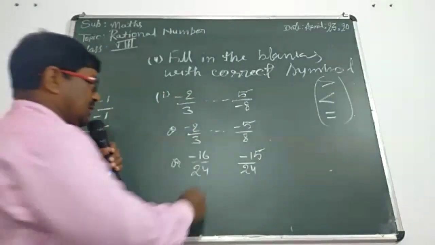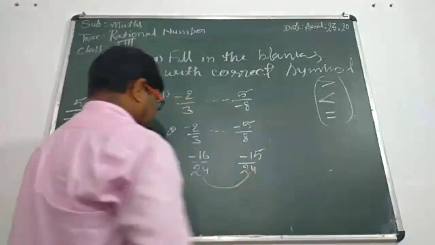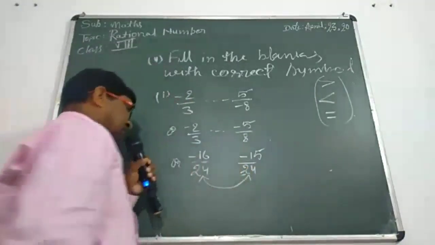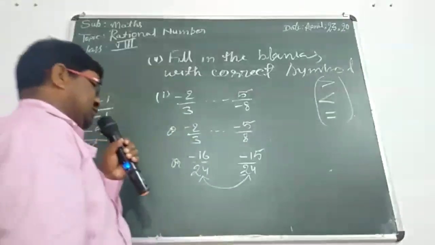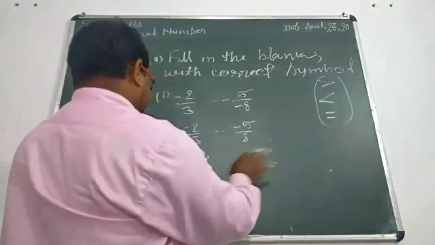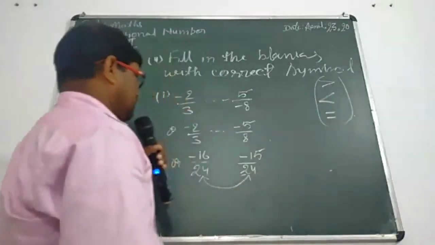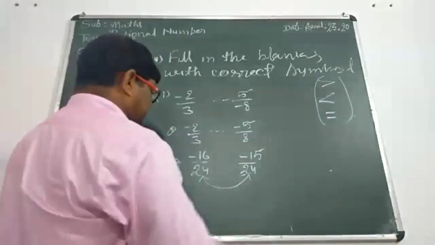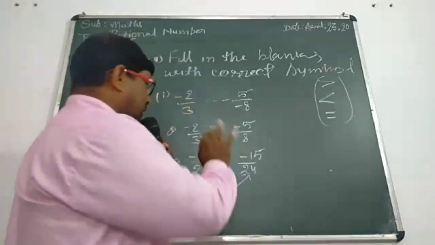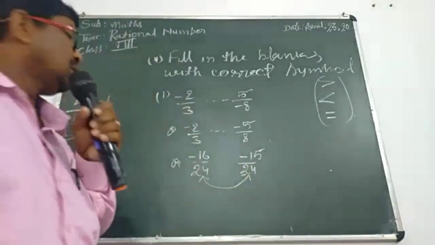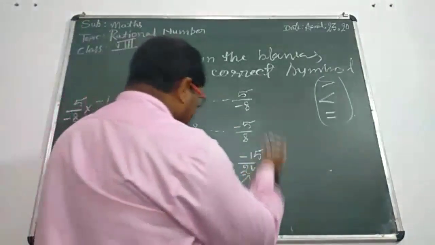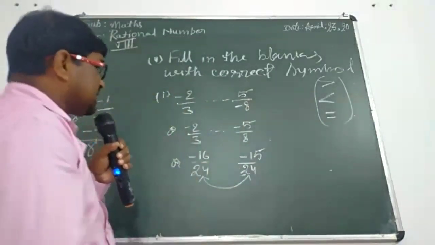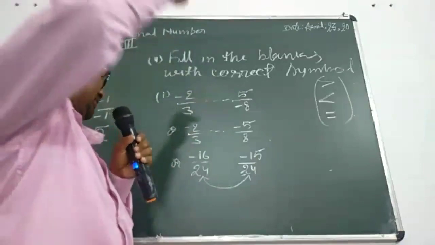Okay, these two rationals have the same denominator. So we should compare according to the numerator. But the major thing is minus 15 and minus 16. Which one is larger? Minus 15 or minus 16? Which one is larger? Think of the number line.